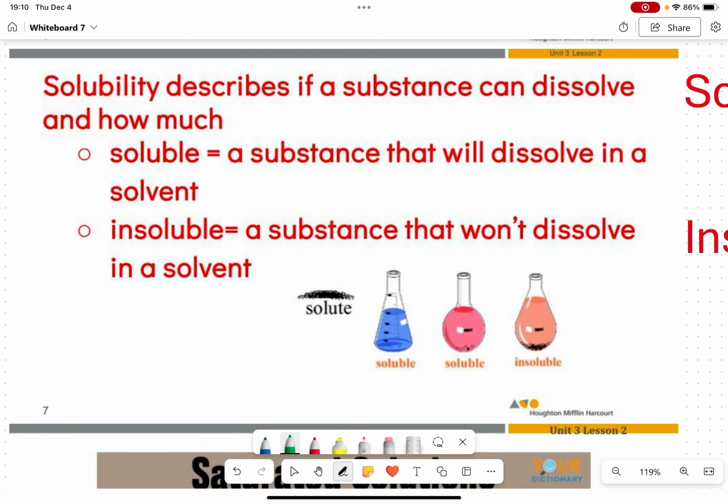Another word that we're going to use in the topic of this video is solubility. The word solubility is used to describe if a substance can dissolve and how much of it can dissolve. There are two words that we typically use to describe the solubility of a substance. The first one being soluble.